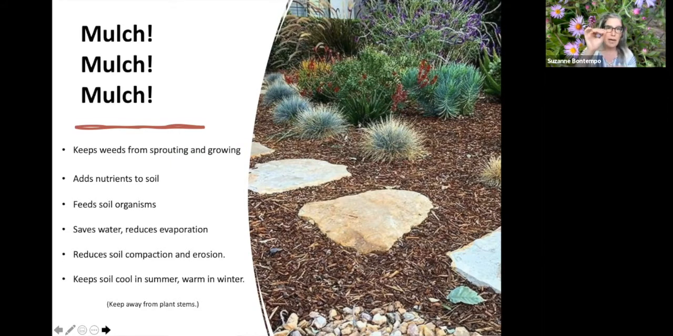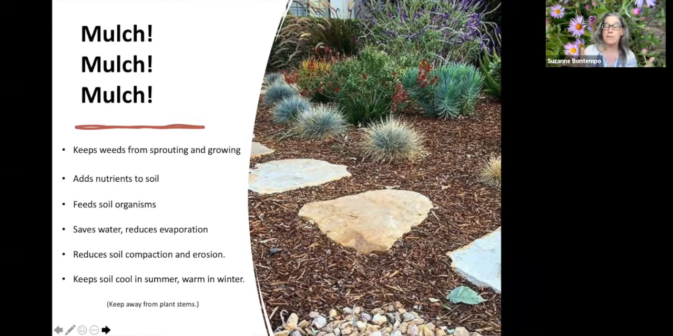However, if they do happen to germinate and sprout and start to grow, they're a heck of a lot easier to pull out because they're just living in that top layer of mulch. As mulch breaks down, it's adding nutrients to the soil. It's feeding the microorganisms in the soil and supporting the soil health. It saves water by reducing water evaporation rate significantly. And it also is going to reduce soil compaction and erosion.